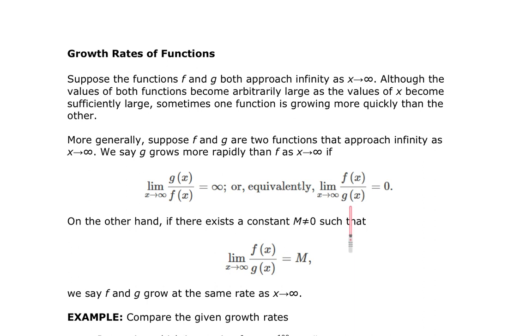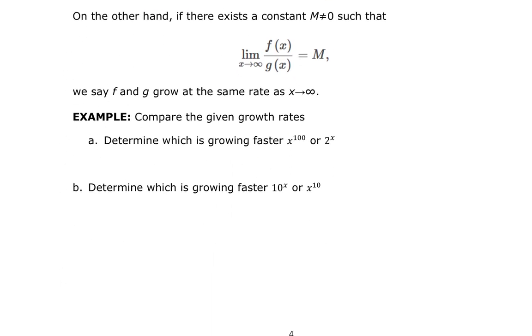If g is growing faster, dividing by a large number makes the ratio go to 0, whereas if g of x is the larger one, then f of x will never be able to catch up, and the limit will be infinity. On the other hand, if the limit as x approaches infinity of f of x over g of x becomes a number, then we say that they're growing at approximately the same rate. So we need to determine which one is growing faster.